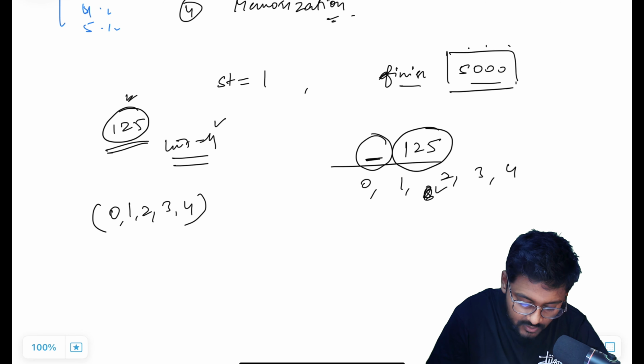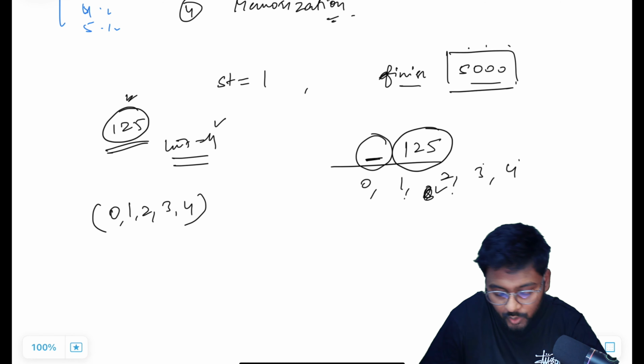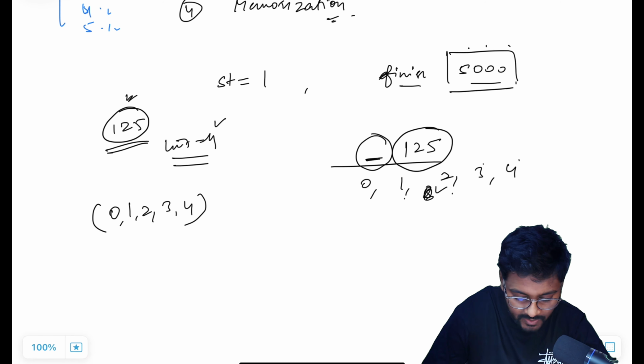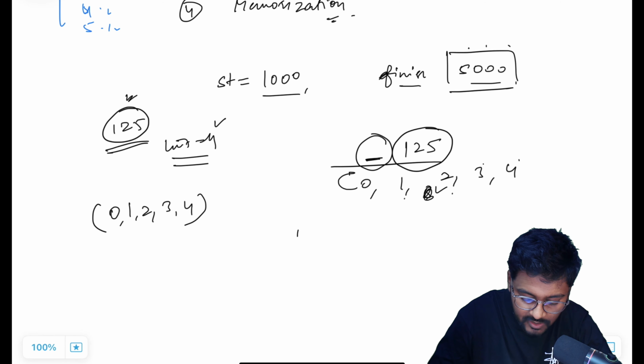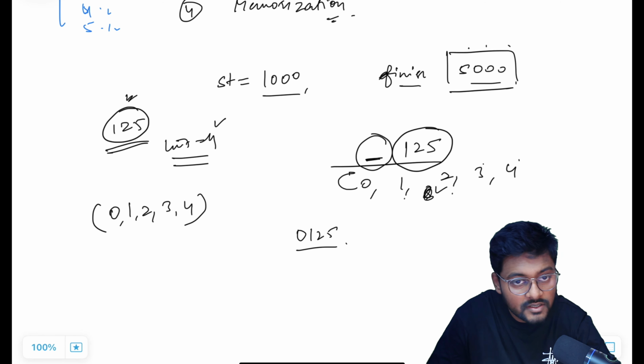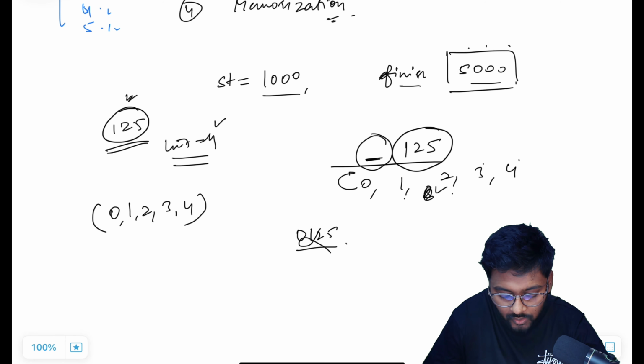If I add 0, it is within the limit. If I add 1, 1125 is within the limit. 2125 within the limit, within the limit, within the limit. Right? So this is how you can check. And let's say if I just increase the range from 1000 to 5000. In this case, when you are adding 0 to this, it is becoming 0125. It is not within the range, so just don't include it.